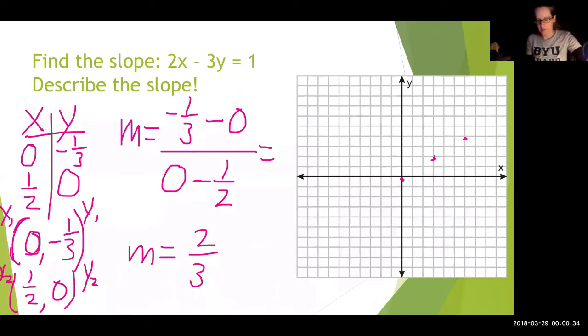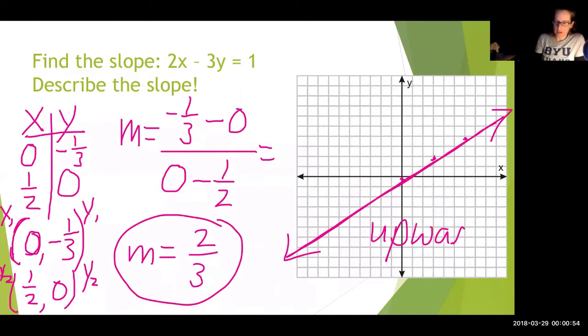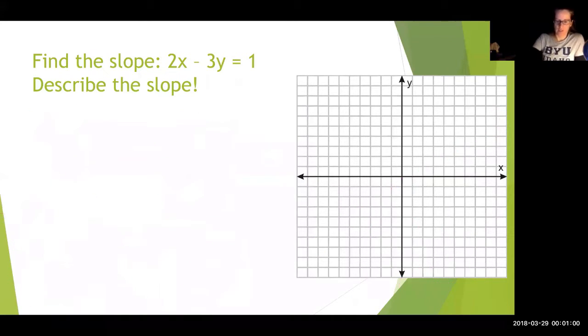And now we can use those 3 points. You only need 2 points to be able to draw a line, but 3 points make it a little bit more accurate. So we found the slope right there, and we described it. It's going upwards, and it's positive. All right. So let's go on to the next one, see what we have left.